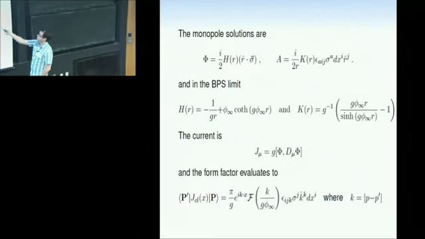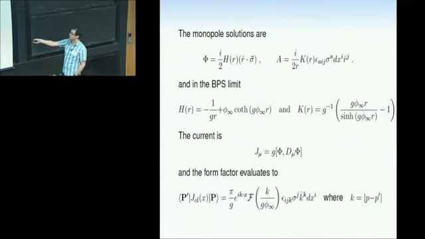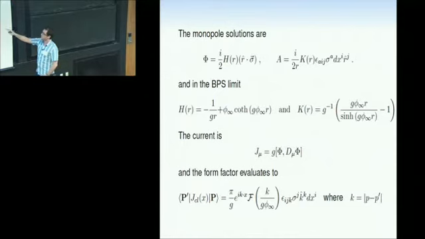and the gauge potential, which involves the function k. These have some particular expression. The only thing which one needs to take into account here is that there is a g here, which is the coupling of the four-dimensional theory, and phi infinity is the asymptotic value of this Higgs field at infinity.